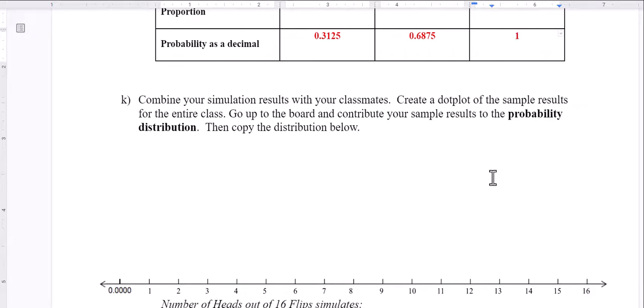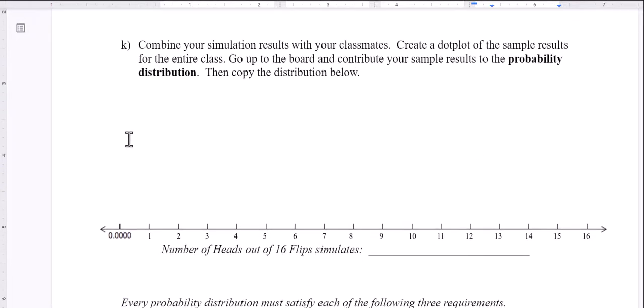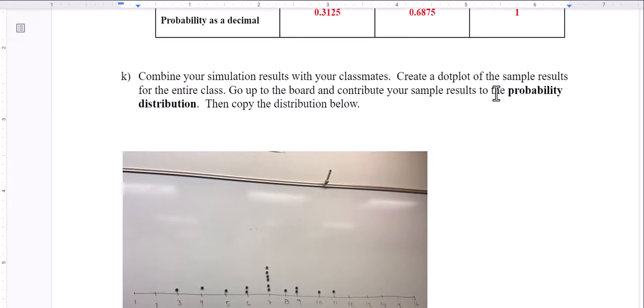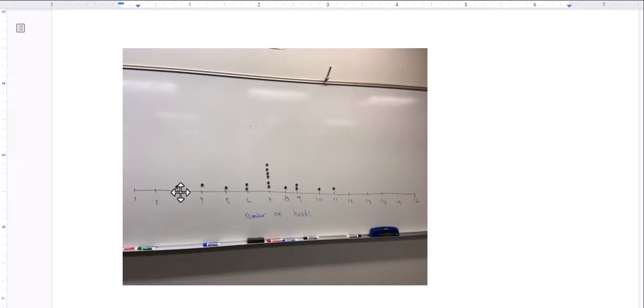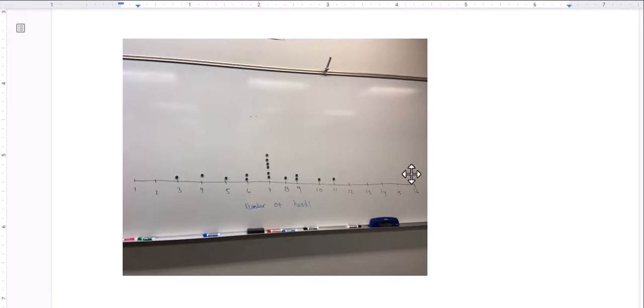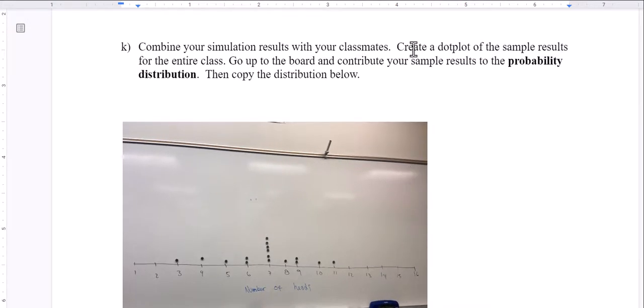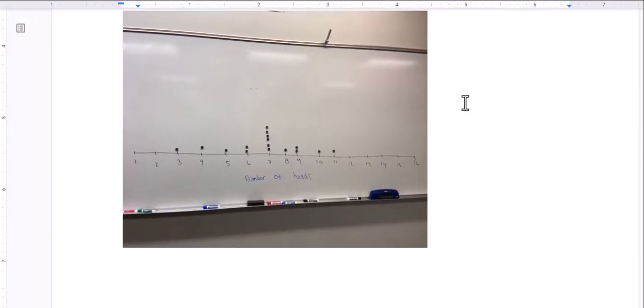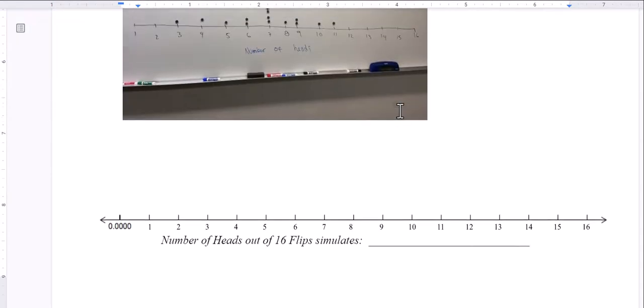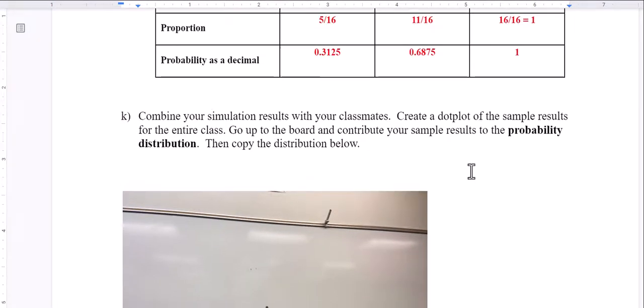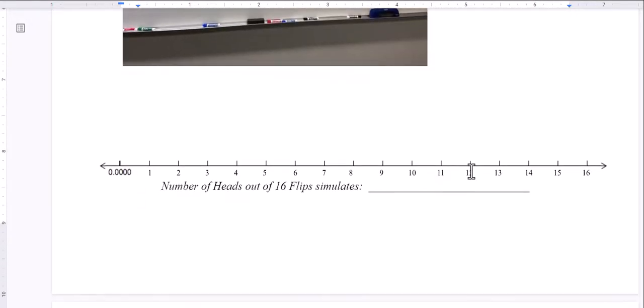Now, combining the simulation results with our classmates, I'll share the one that was done in my in-person class. Here it is, I took a picture of the board. This is the simulation for everybody that did it. And so create a dot plot, that's what we did. Copy the distribution below. Hopefully you will have this, and I'll post the filled-in notes so that you have these as well.